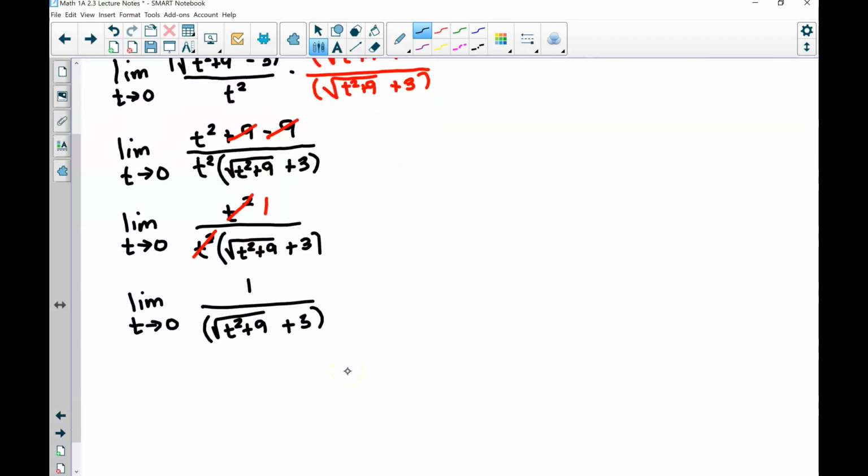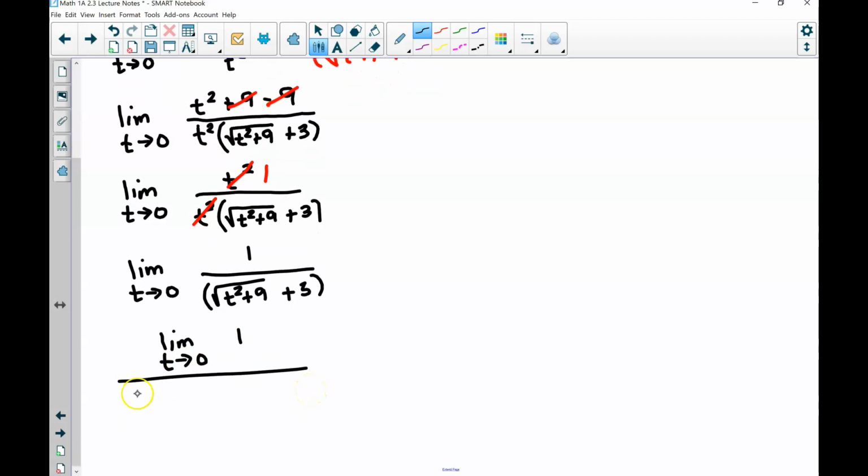Now we can use our definition of the quotient rule, or quotient law. And so we now have the limit as t approaches 0 of the numerator, which is 1, over the limit as t approaches 0 of the square root of t squared plus 9, plus 3.